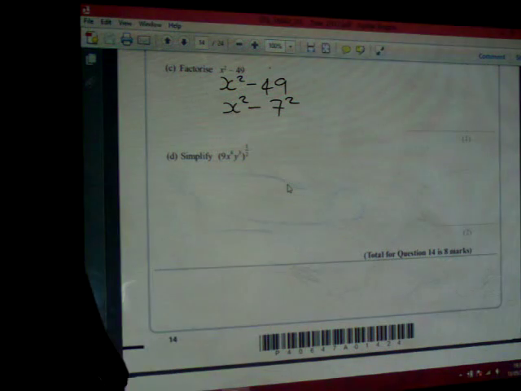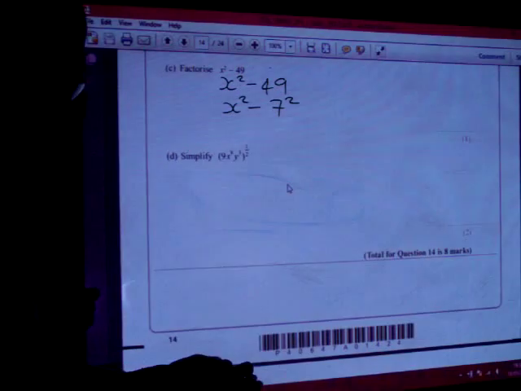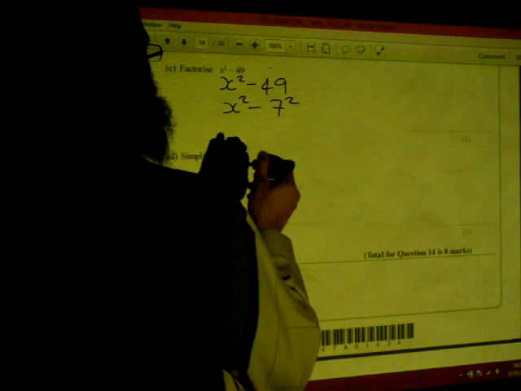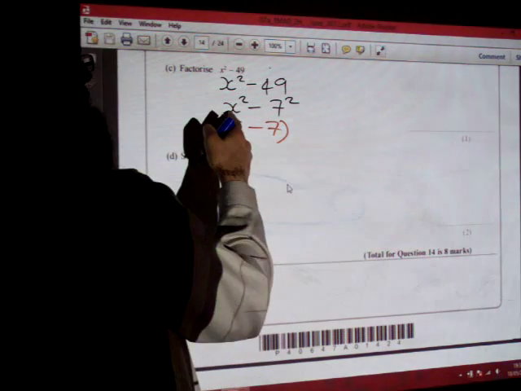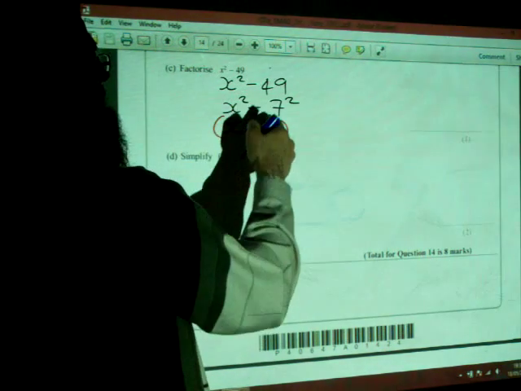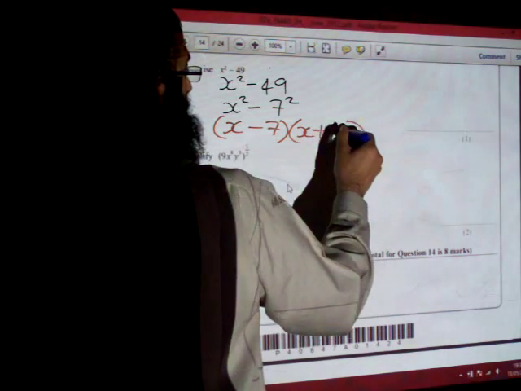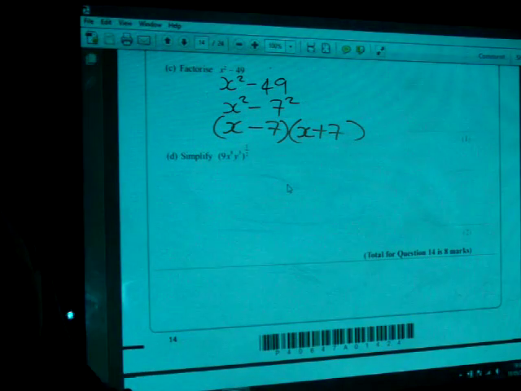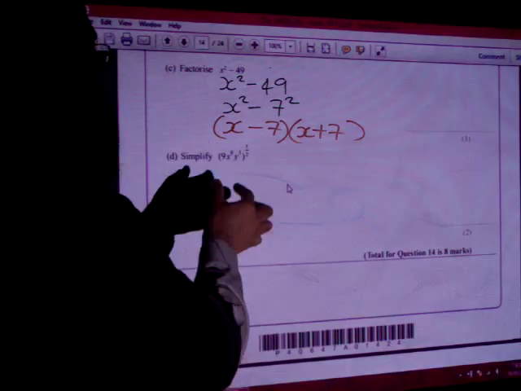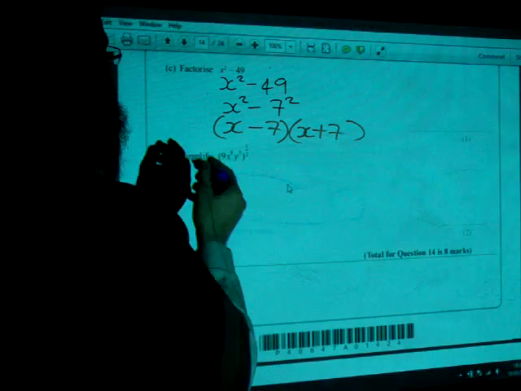Now, these factorize in a very nice and easy way. How do we do that? Copy the x down, copy the minus down, copy the 7 down. Copy it down again, change the sign in the middle. When you have the difference of two squares, this is the format of the equation, and I'll give you a quick little.